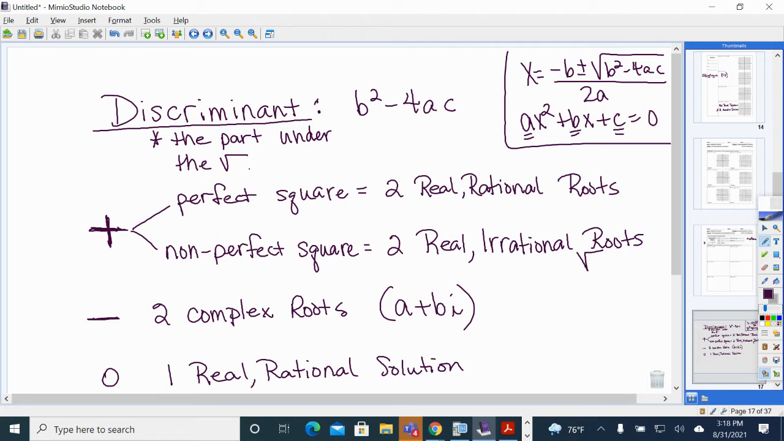And then if the discriminant is equal to 0, we are only going to have one real rational solution. Again, that means it could be a fraction, it could be a whole number. We just don't know what that could look like. But this goes right along with the notes that we took for lesson number 1. If your parabola hits the x-axis 2 times, you're going to have two solutions. That happens when the discriminant is positive. We know we have either two rational or two irrational.